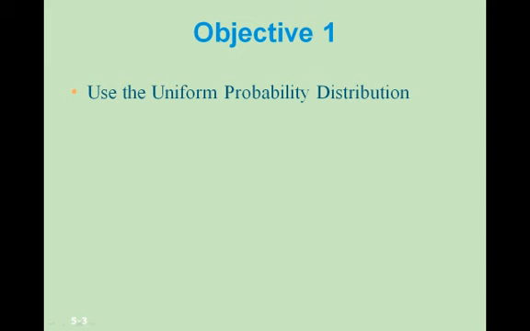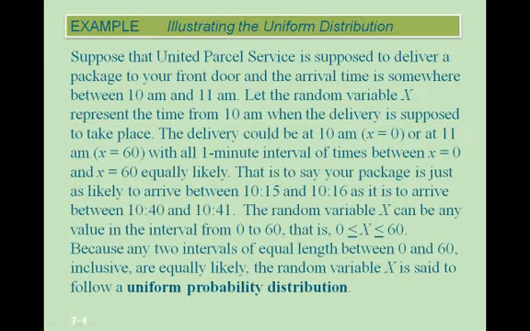Objective 1, we want to use the uniform probability distribution. So let's look at an example illustrating this. Suppose that United Parcel Service is supposed to deliver a package to your front door, and the arrival time is somewhere between 10 a.m. and 11 a.m. Let the random variable x represent the time from 10 a.m. when the delivery is supposed to take place.